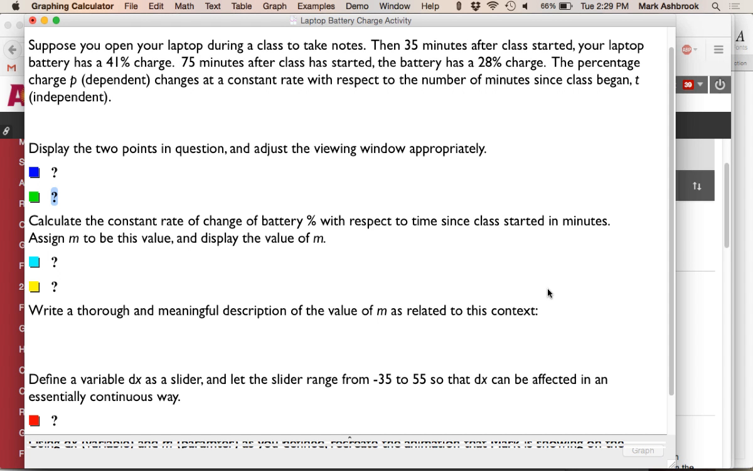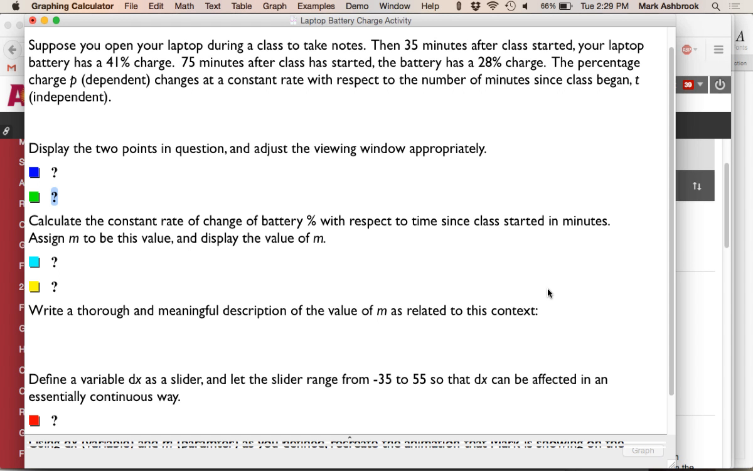So you've got a series of tasks here. First thing, don't start yet, just listen. First thing you're going to do is display the 2 points given, with T being the independent variable and P being the dependent variable. Then you're going to assign and calculate the value of M. And then in the second line, you're going to just display what M is.